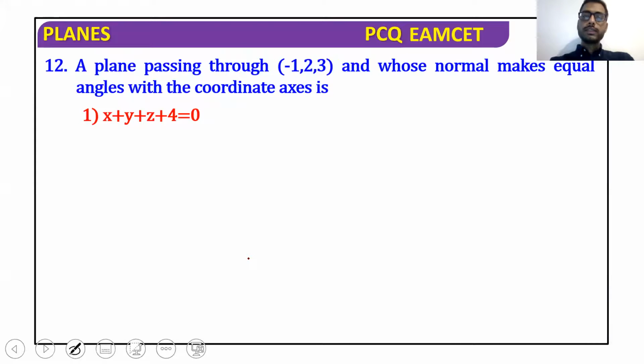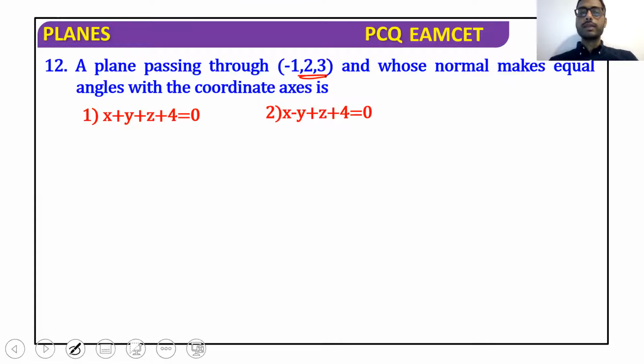A plane which passes through a particular point and whose normal makes equal angles with the coordinate axis. So if it makes equal angles with the coordinate axis, I can say that my cos alpha is equal to cos beta is equal to cos of gamma. Also, I can say that my ABC direction ratios are 1, 1 and 1.